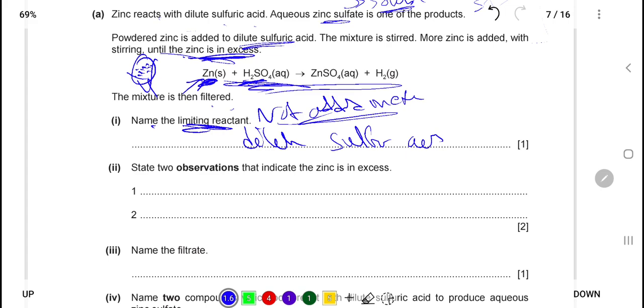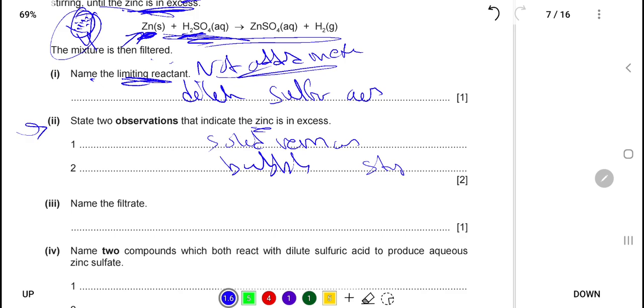State two observations that indicate the zinc is in excess. This type of question is so common, you need to know them by now. Solid zinc remains, that's why we filter them. That's the first point. And then there's no more reaction, so the bubbles stop, or bubbles no longer form.